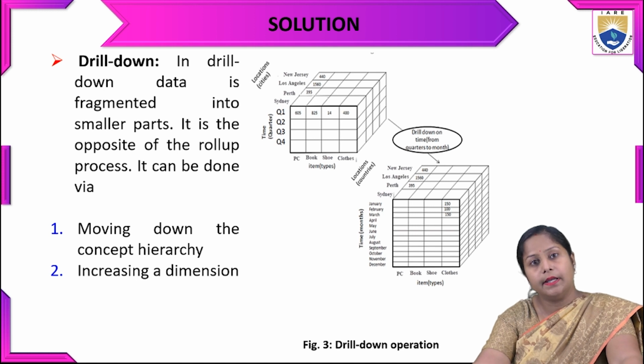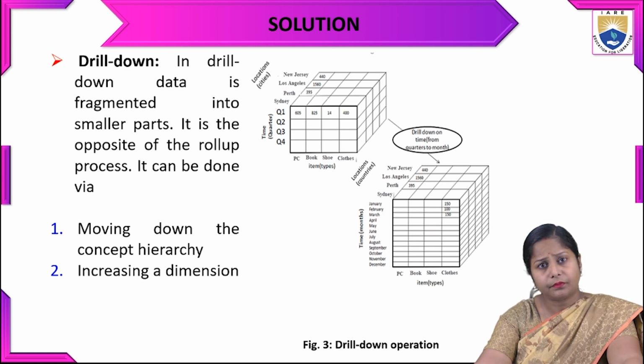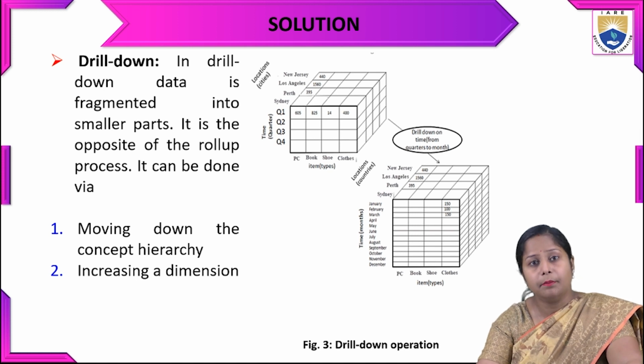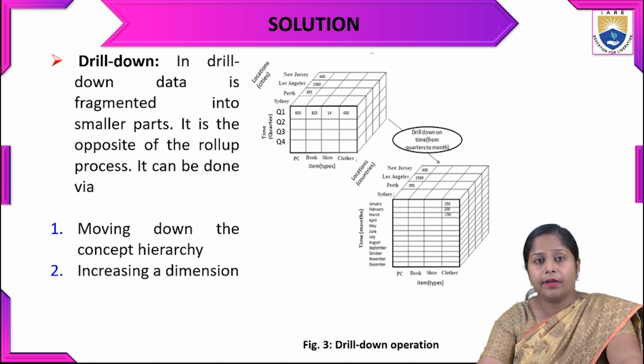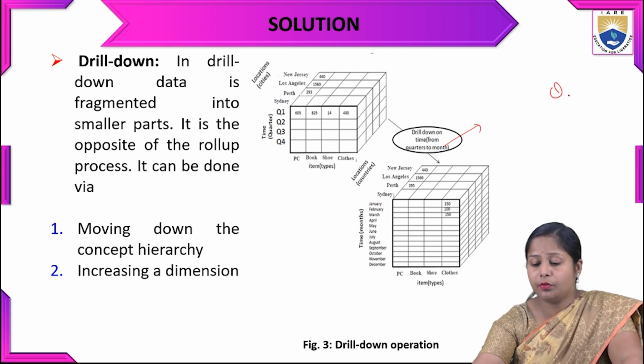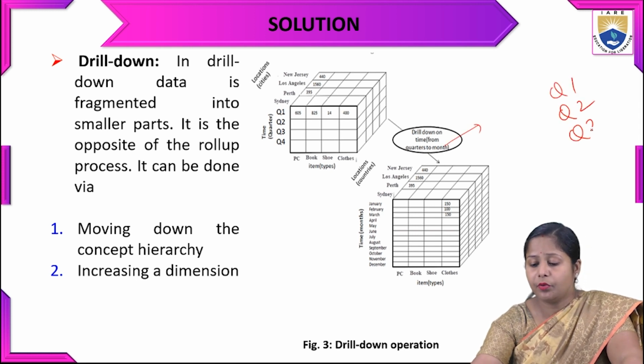In roll-up, we made city into country, which aggregated one dimension, but here we are not removing that dimension, we are increasing one dimension. Here, on the basis of quarter to month: there are 4 quarters in a year, so quarters can be shown in months.